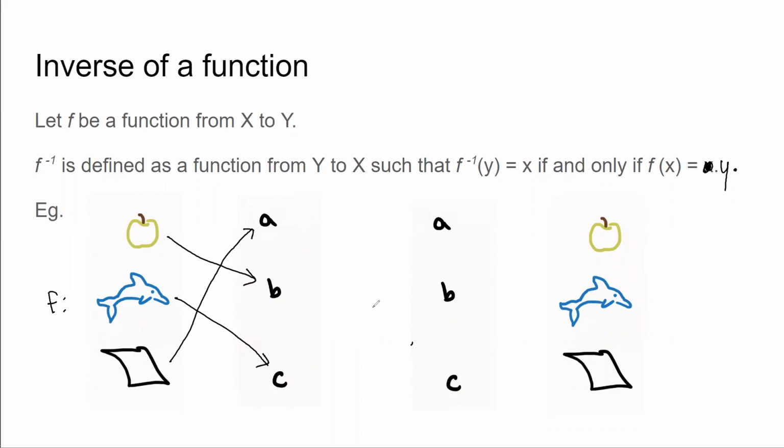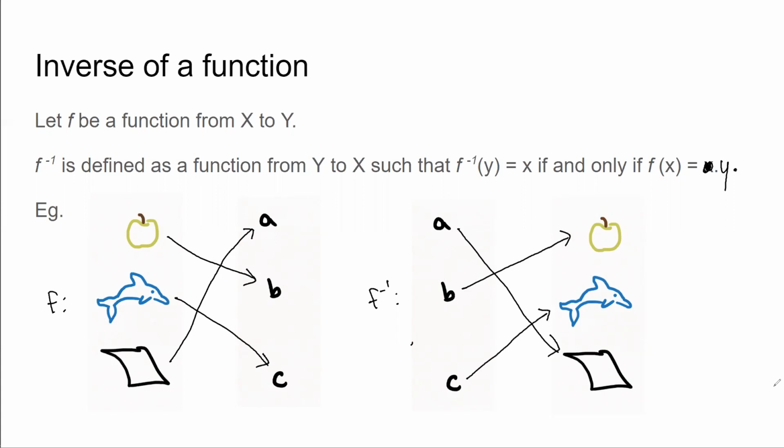Okay, so now let's consider f inverse. Remember, f inverse is just going to reverse what f does. So where does f inverse send A? Well, let's take a look at f. f sent paper to A, so we just reverse this. And now f inverse is going to send A back to paper. f inverse is going to take B and reverse this arrow here, and so it's going to send B to apple, and it's going to send C to dolphin. All right, so here's an example of f and f inverse.